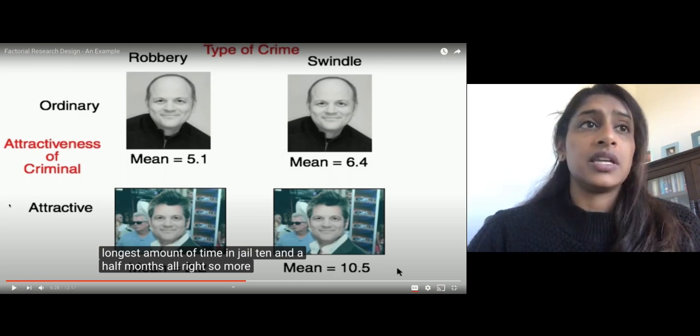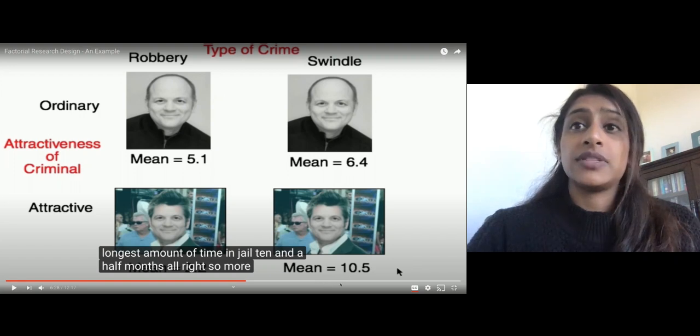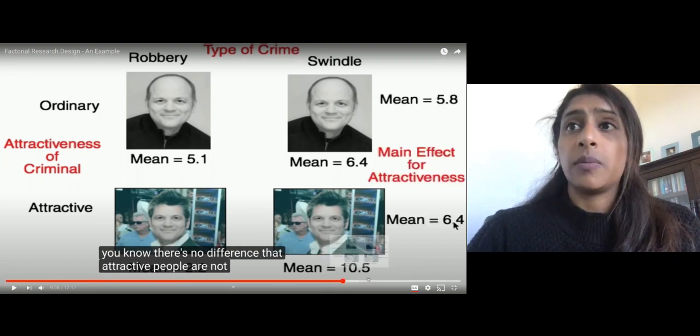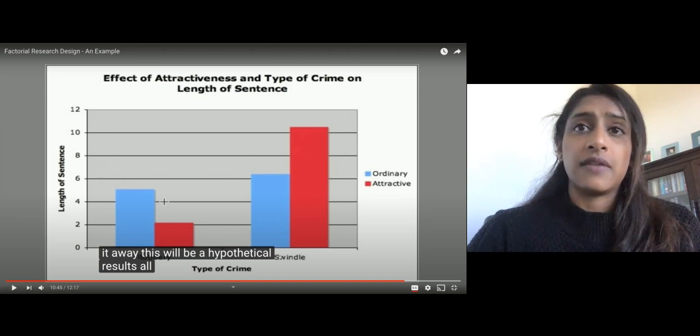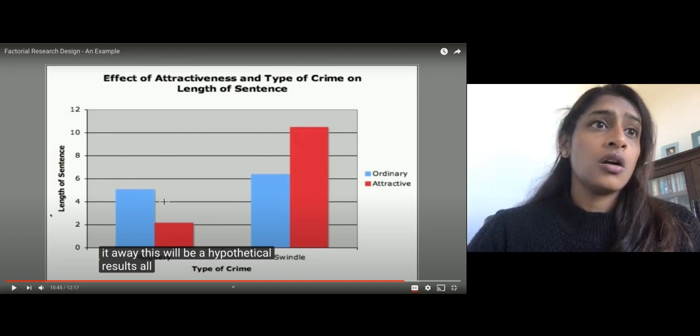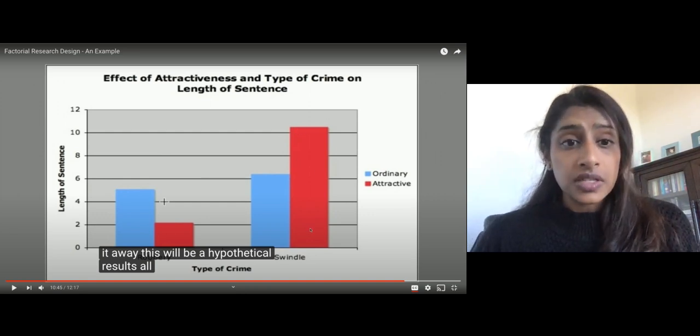and we see our attractive person in a swindle. They get about 10.5. So we go back over here, and we'll plot that. So we have a swindler who is attractive. How long? Okay, about 10.5. So we plot that here. So this is where we're getting each of those numbers.